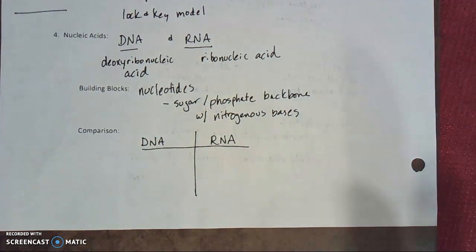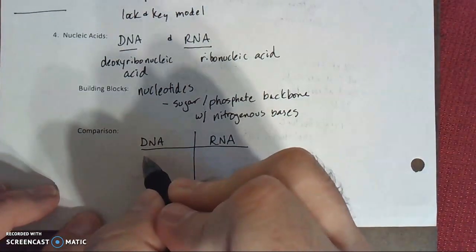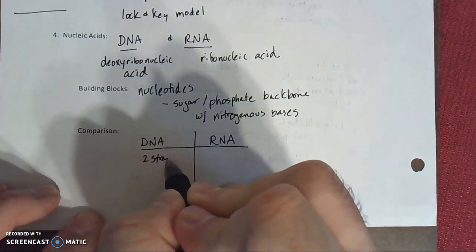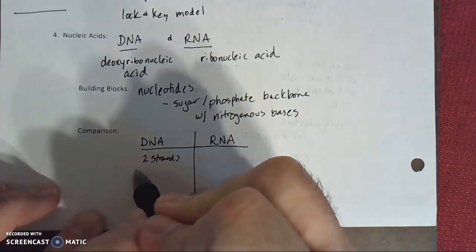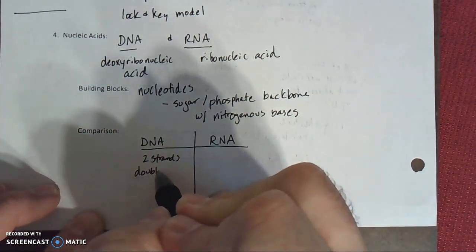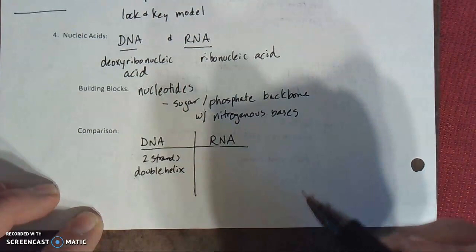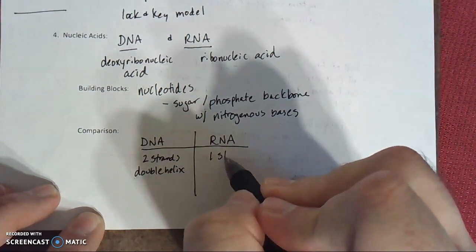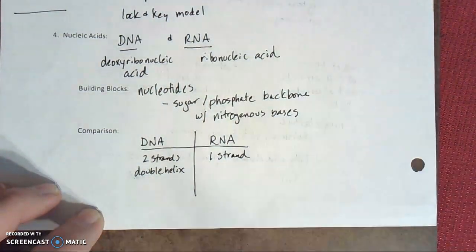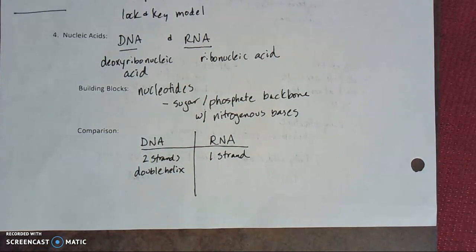So, their structure. DNA is 2 strands in a double helix. So they wrap around one another. RNA, 1 strand. We have different forms of RNA, like messenger, transfer, but they are 1-stranded.